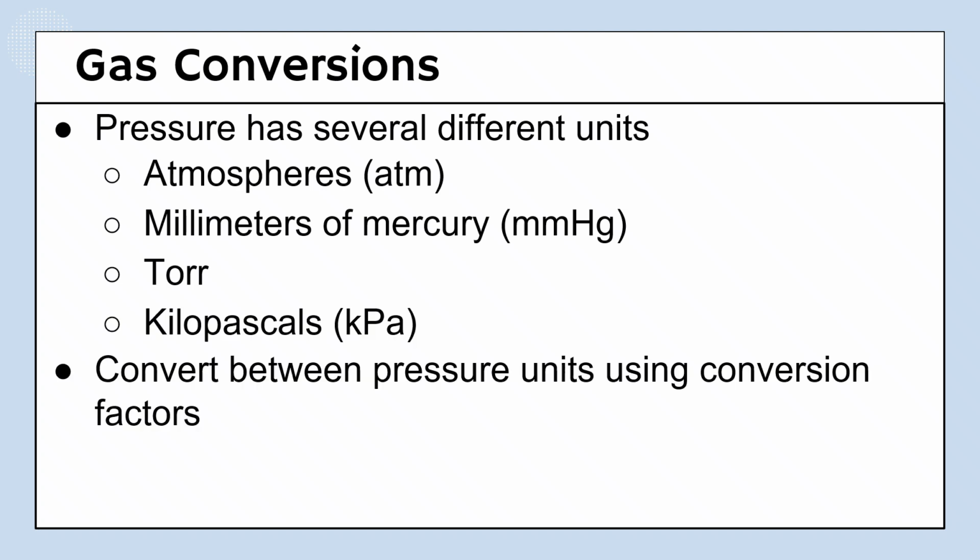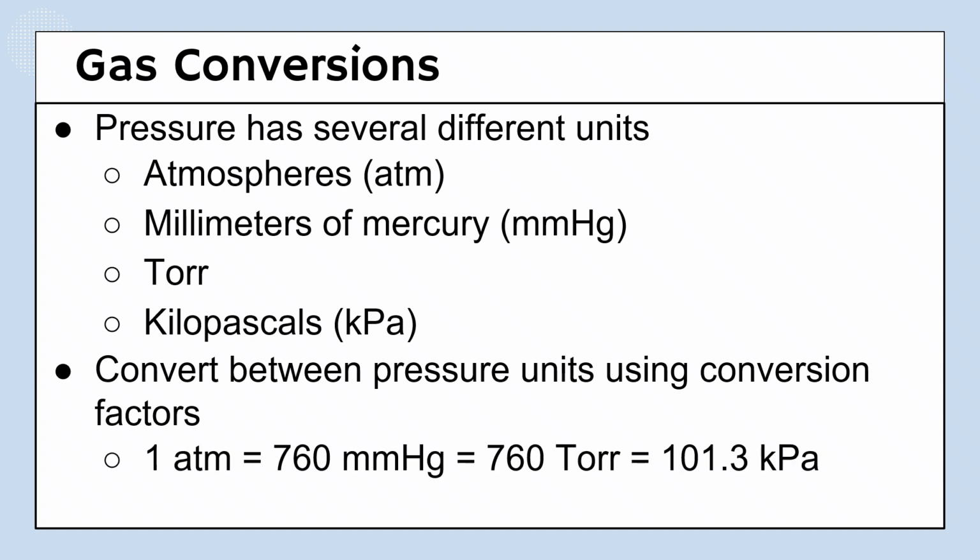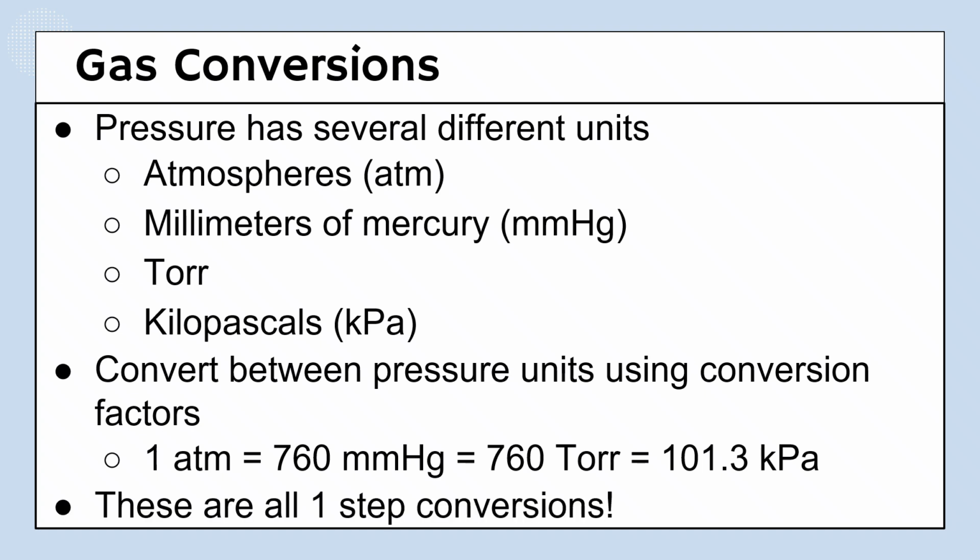We can convert between pressure units using conversion factors. 1 atmosphere equals 760 millimeters of mercury equals 760 torr equals 101.3 kilopascals. These are all one-step conversions and are relatively easy to do.